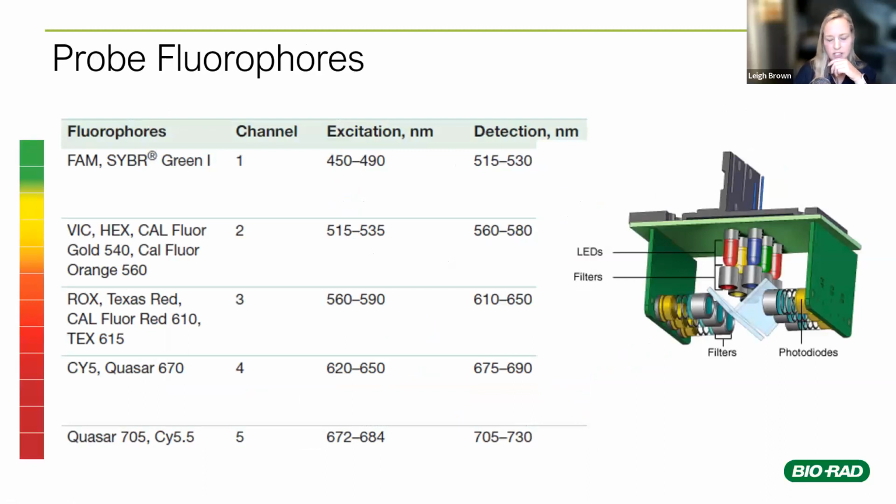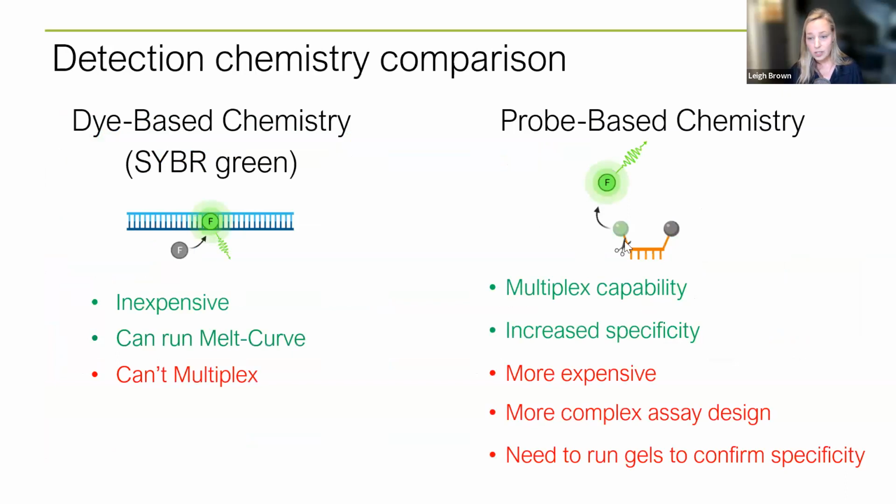The nice thing about using these probe-based chemistries is that they can be multiplexed. And so you can have different fluorophores and create those probes that are specific to different targets of interest. So depending on your machine, right? Here's one looking at 5 different channels that you could detect and multiplex, looking for different targets, right? With the probe based.